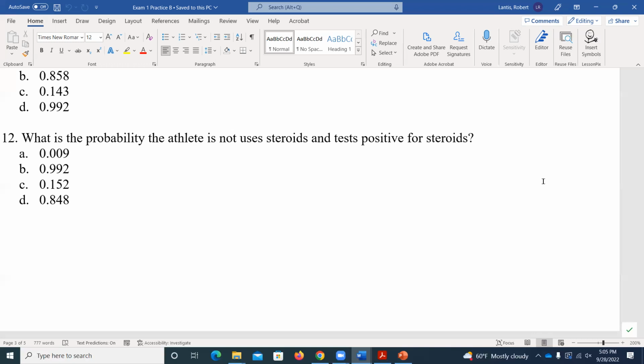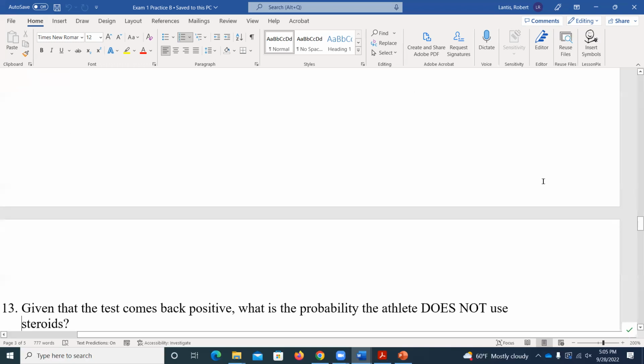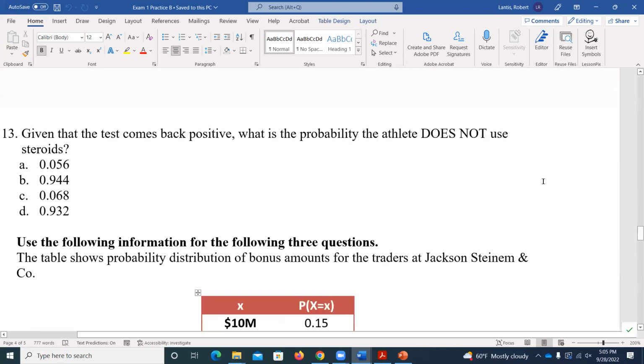Probably the hardest question, or a much more difficult question, is 13. Okay, so does everybody have this here? Can I erase this? I want you to leave those numbers up there. Okay, so what am I looking for here? Given that the test comes back positive, what's the probability that the person is actually not using?